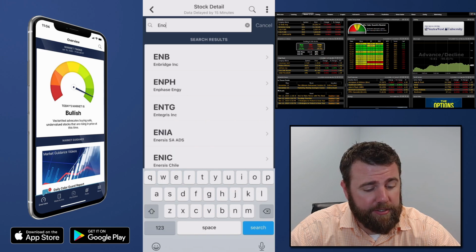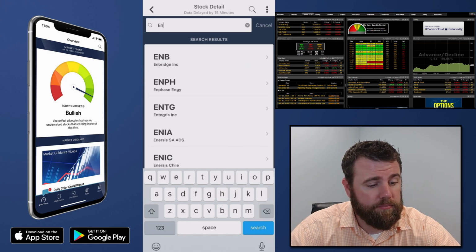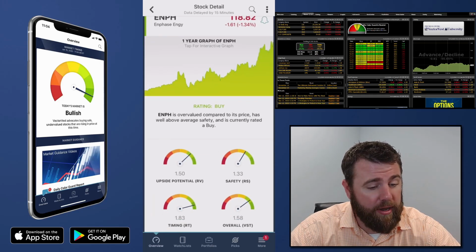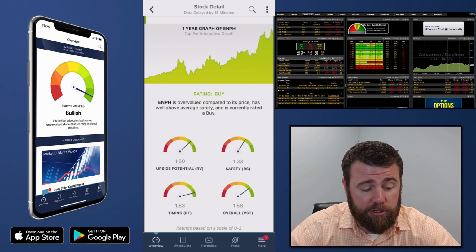Enphase, ENPH. Enphase, great long-term potential, less risk associated with this stock. You still have a really strong short-term uptrend. Therefore, the stock's still favorable.